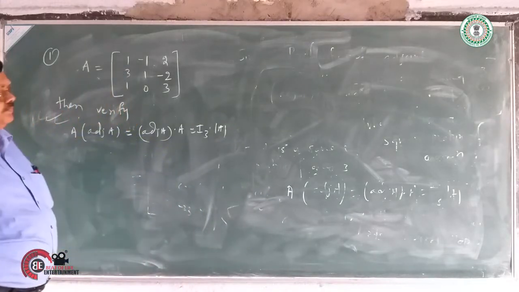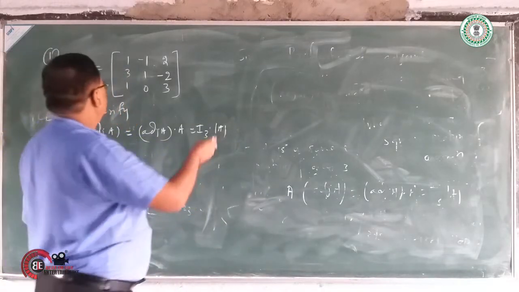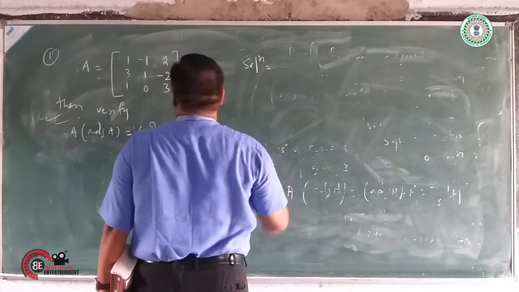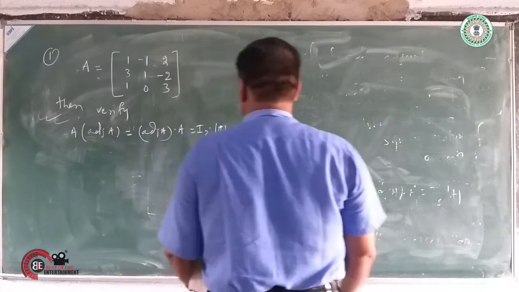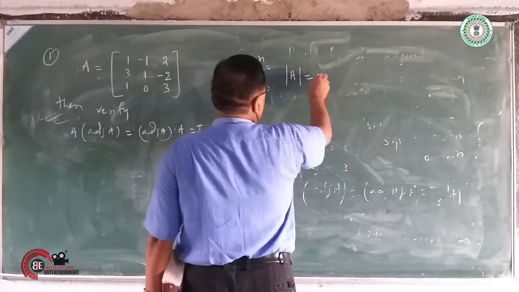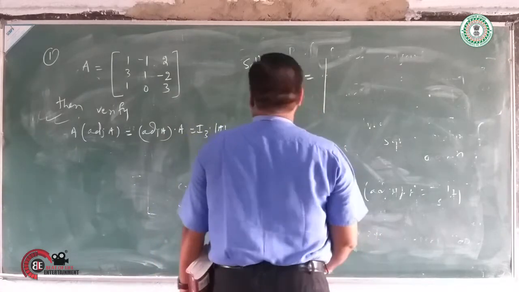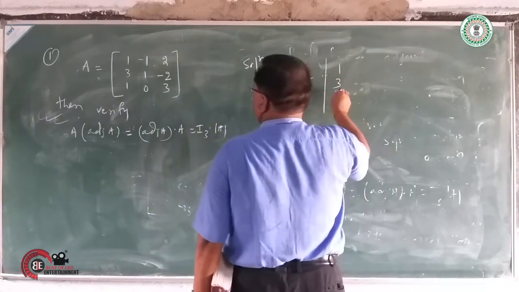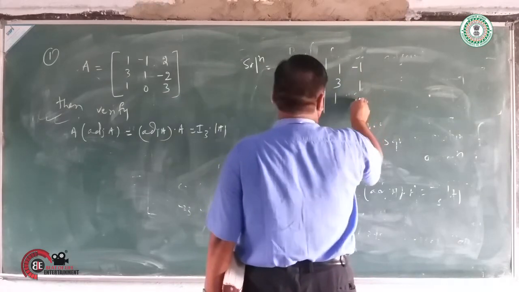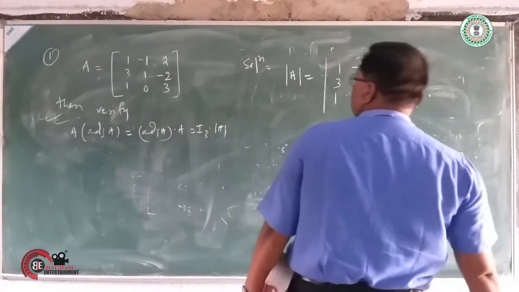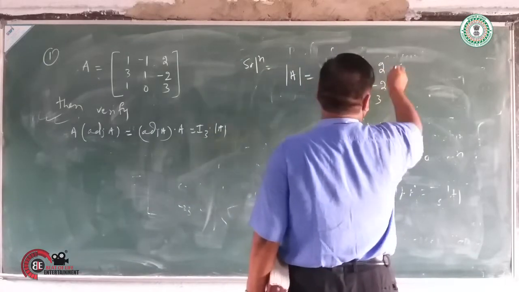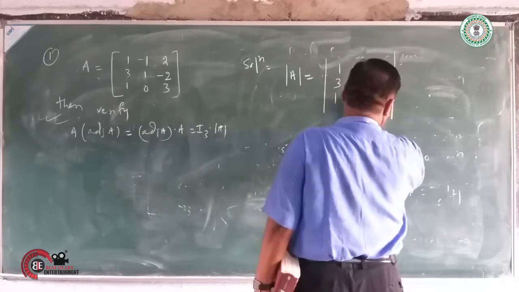Solution. First of all, we find the determinant of A. Determinant of [1 3 1; -1 1 0; 2 -2 3], we will find.